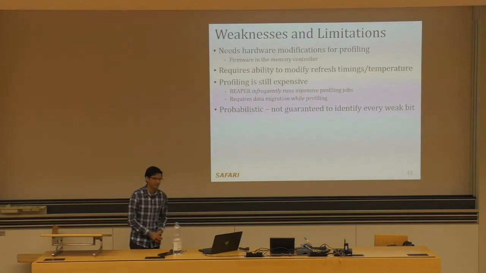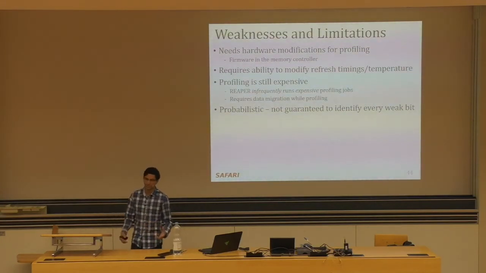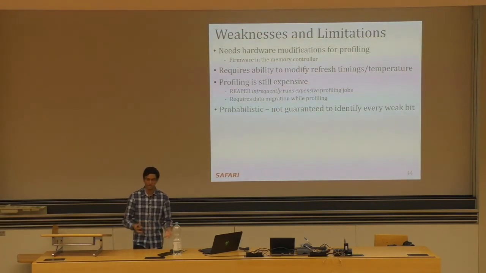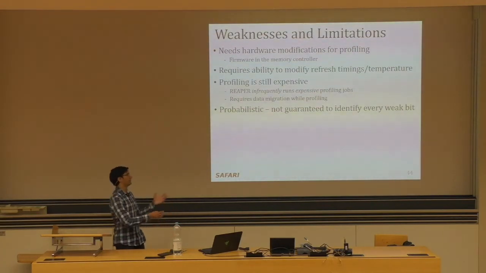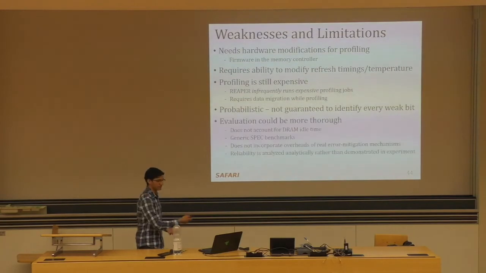Another weakness I identify is that this approach is inherently probabilistic. It's not guaranteed to identify every bit, right? And as I said earlier, these cells are changing retention times, and there's many effects that can cause that to happen. So it's very hard to not be probabilistic about it and make some guarantee. It's not even clear to me if there is a way to have it not be probabilistic, but it is how this profiling mechanism works, and so that's another weakness.